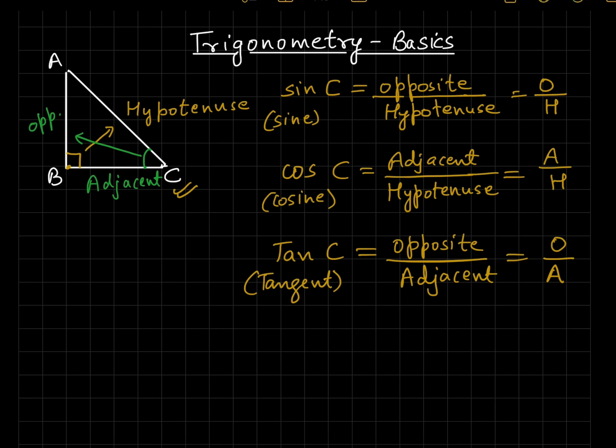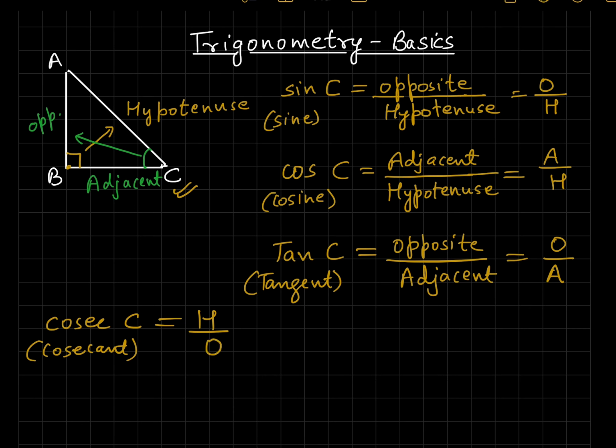This way we write all the three ratios: sine, cosine, tangent. We have other ratios as well. They are called reciprocal ratios. One is cosecant, cosec of angle C, the full form is cosecant. Cosecant of angle C would be the reciprocal of sine C, which is H over O.